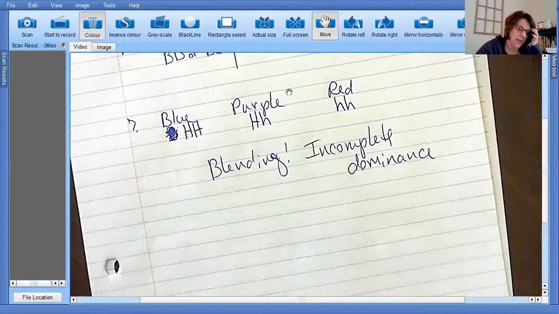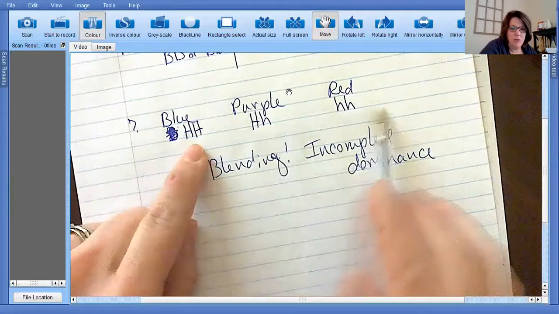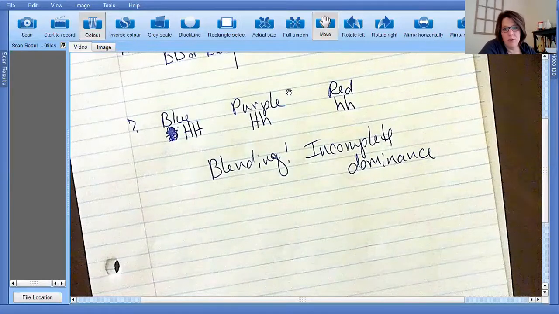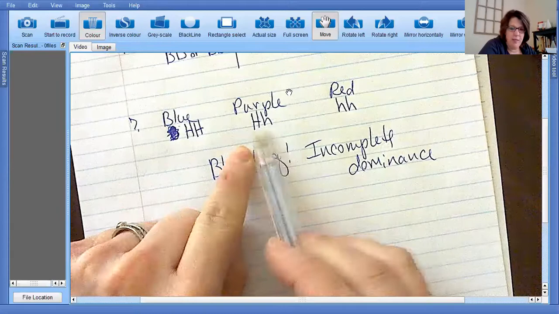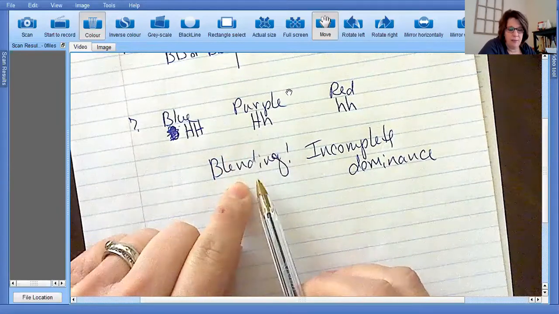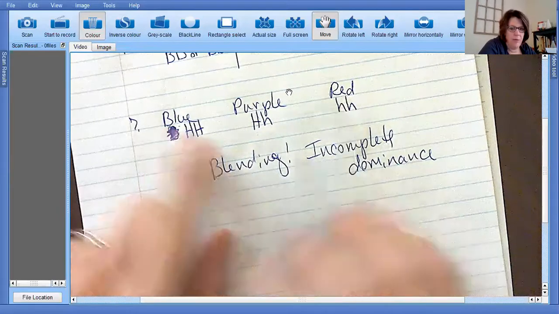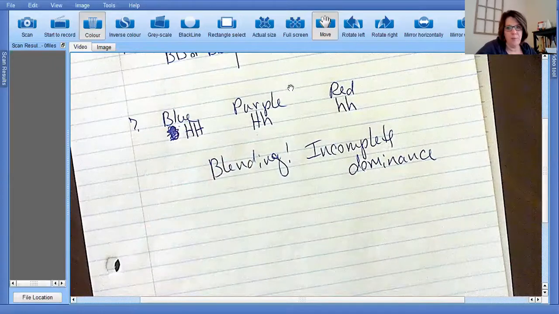So you're going to use a key. You can use any letters. If you don't like H's, you can use B's or R's or P's or whatever you want to use. But just understand that when it's heterozygous, you're going to get the blended one. So if you take red and blue and put them together, you get purple.